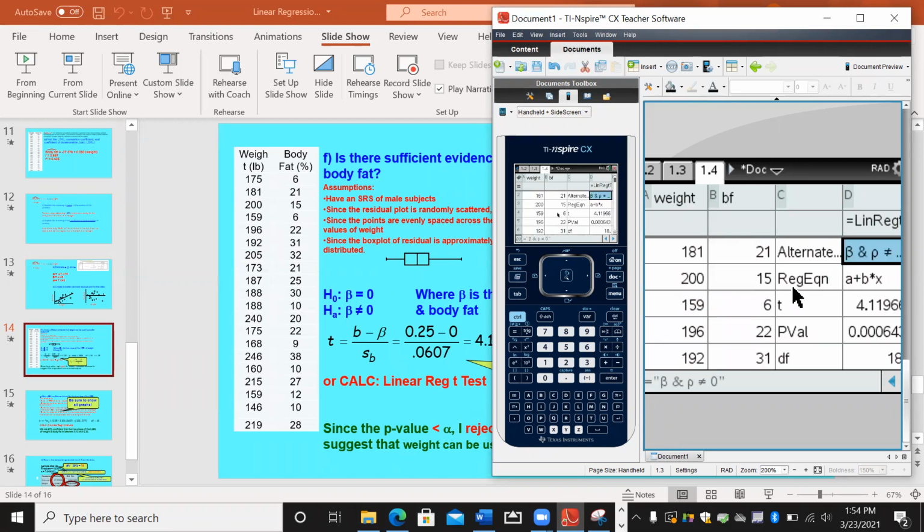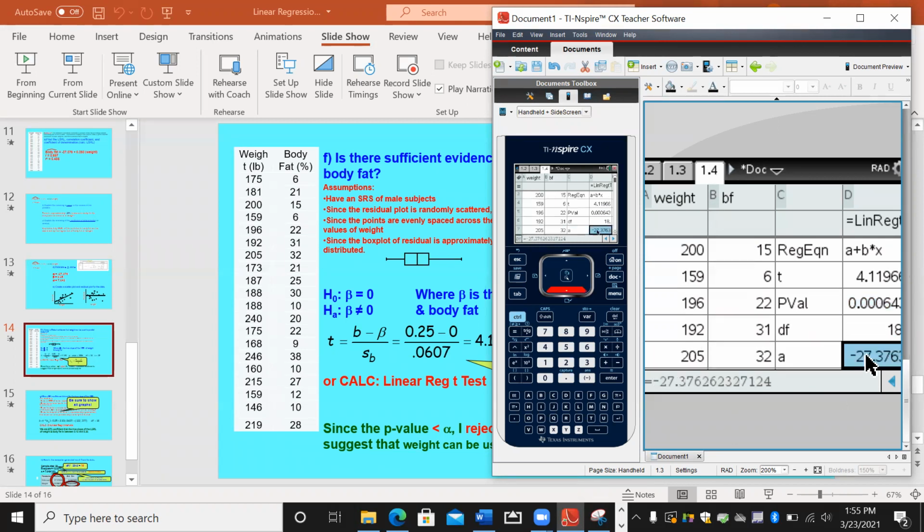Do I want to override? Yes, I want to override. And notice I can name the test if I'm using calculator, linear reg t test. I can write down my test statistic, t equals 4.11. I can write my p-value of 6.43 times e to the negative 4. That means it is scientific notation, so you got to move that decimal to the left 4 times, which means we have 3 zeros, so 0.0006. Degrees of freedom is 18. And notice it still provides you your least squares regression line equation as well with your a and b.